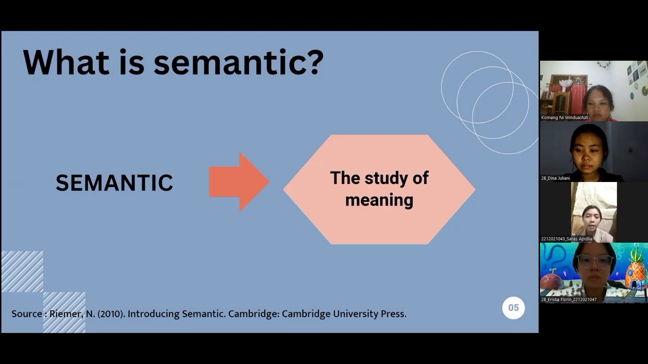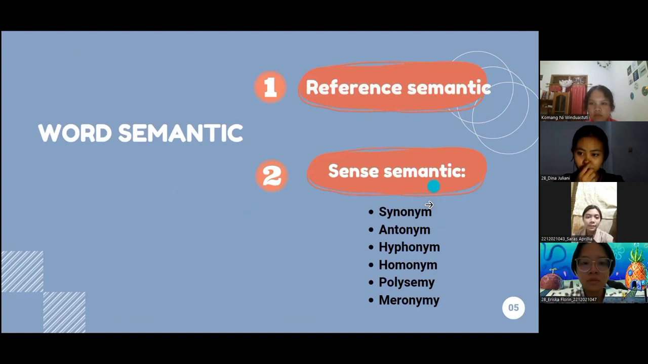Semantics is the study of meaning. Next, the first is words. Word semantics has two branches: reference semantics and sense semantics. Sense semantics includes synonym, antonym, homonym, polysemy, and meronymy. Next.